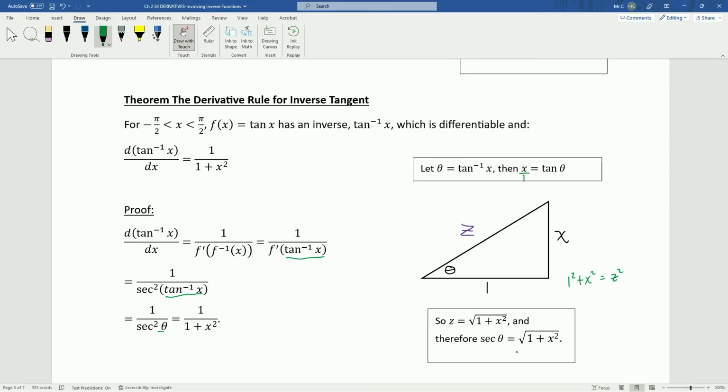So secant of theta, my hypotenuse over my adjacent, gives me the square root of 1 plus x squared. So if I had plugged in 1 over the square root squared, I just get 1 over 1 plus x squared. Okay, so that's the derivative rule for inverse tangent.